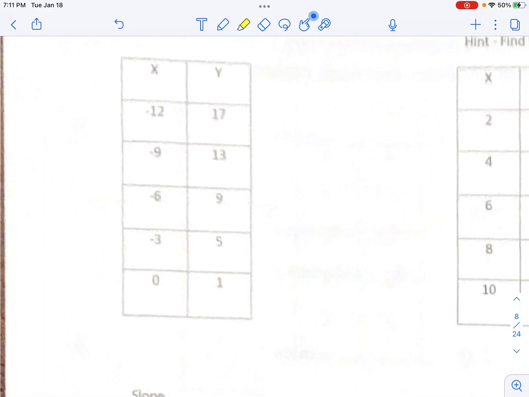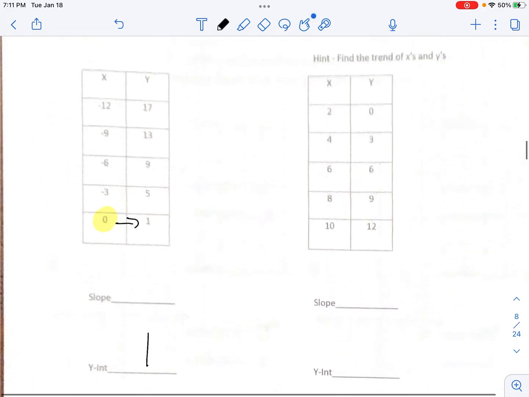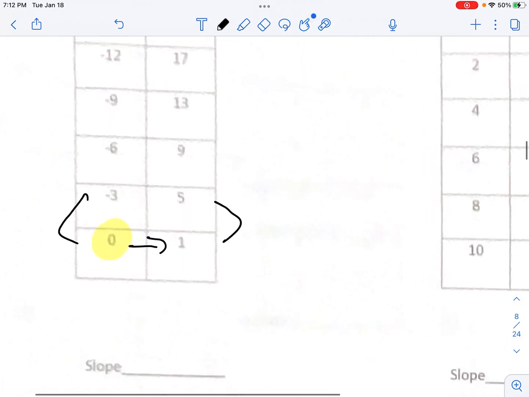So again, find the 0 in the x column. There it is. There's your y-intercept, 1. Now we just need to find the trend in x and the trend in y. And you can pick any one that you want. It doesn't matter. You can pick the bottom 2 if you want.